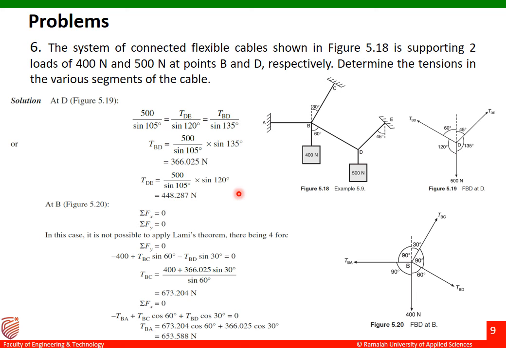So in this we can draw the free body diagram at point D, and then we can apply Lami's theorem at point D only. We cannot apply Lami's theorem at point B, A and then C. Why? Because at A and C we have only one force, and then at B we have totally four forces over there. That is TBA, TBC and then TBD, plus the load force over here. So that means there are more than three forces. We cannot apply Lami's theorem to this point B.